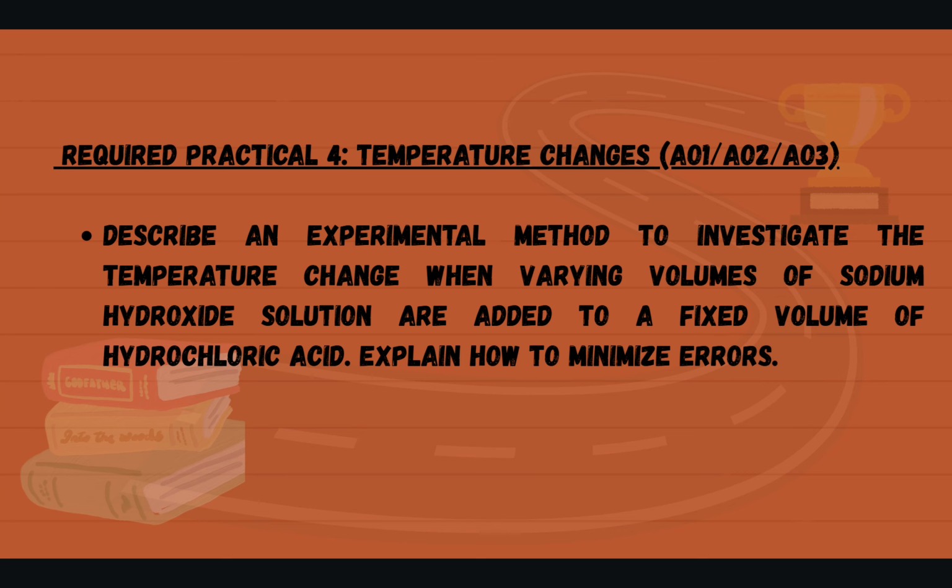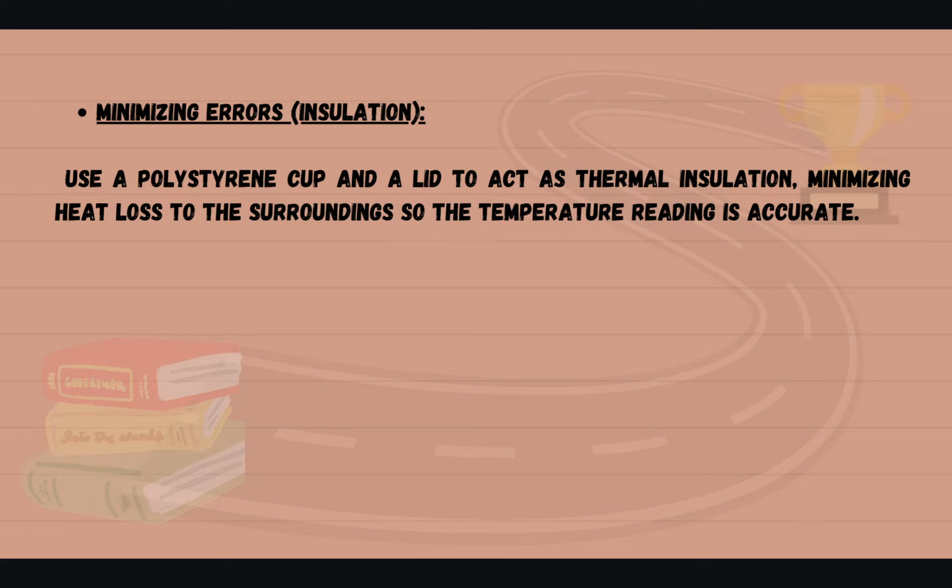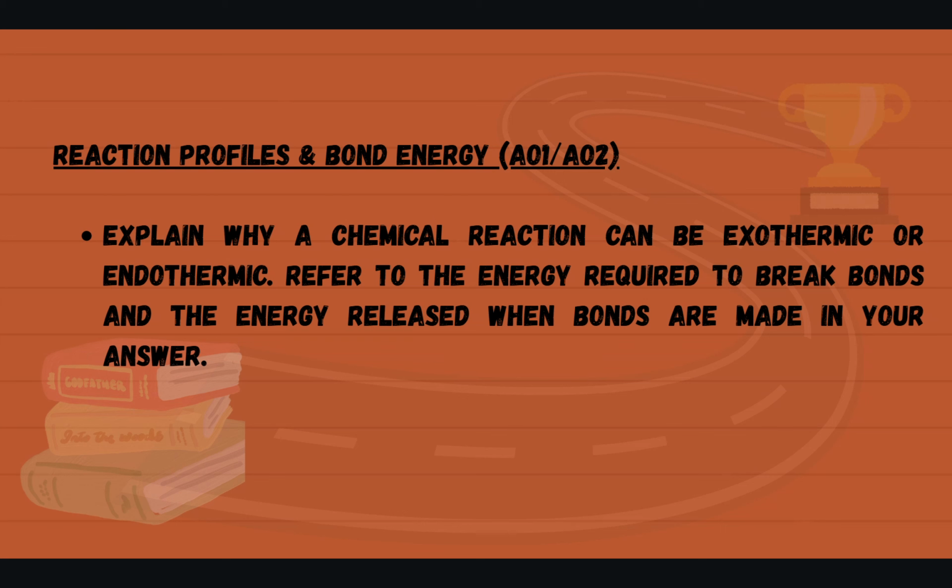Method: measure the initial temperature of the acid with a thermometer. Add a small volume, which is 5 centimeters cubed, of sodium hydroxide solution using a measuring cylinder. Put a lid on the cup, stir the mixture gently with the thermometer, and record the maximum temperature reached. Repeat the experiment, adding cumulative steps of 5 centimeters cubed of sodium hydroxide each time, going up to for example 40 centimeters cubed, washing the equipment between trials. Minimizing errors, such as insulation: here you use a polystyrene cup and a lid to act as thermal insulation, minimizing heat loss to the surroundings so that the temperature reading is accurate.